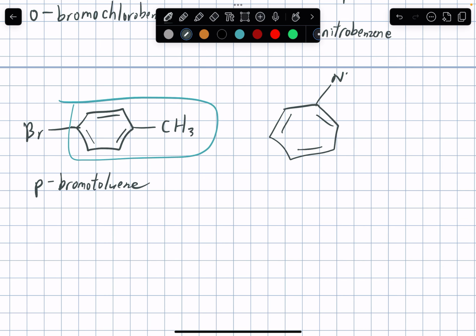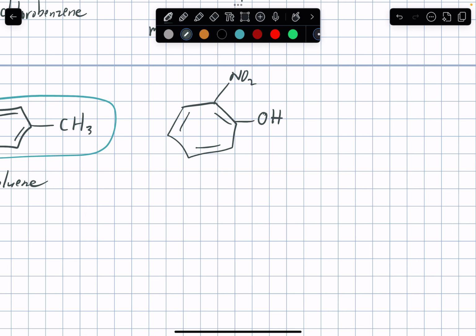What if we have this? NO2 and then OH. So the substituents are ortho to each other, no? Only one position away. So o, what's this? Hydroxy group. But we're going to call this phenol. So o-nitrophenol. Nitro, because the substituent here is a nitro group. Okay?